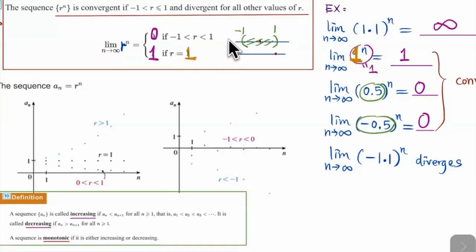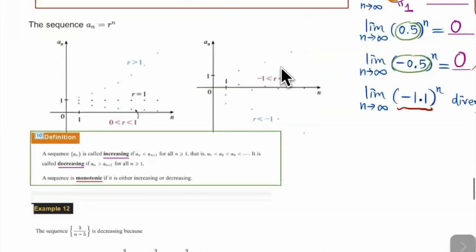And what happens outside? When r is greater than 1, like 1.1, then it goes to infinity, right? If it's negative 1.1, it diverges. So it's going to diverge here and also here. If it's bigger than 1 or smaller than negative 1, it diverges. Actually, when it's negative 1 here, it also diverges. So this is one of the theorems.